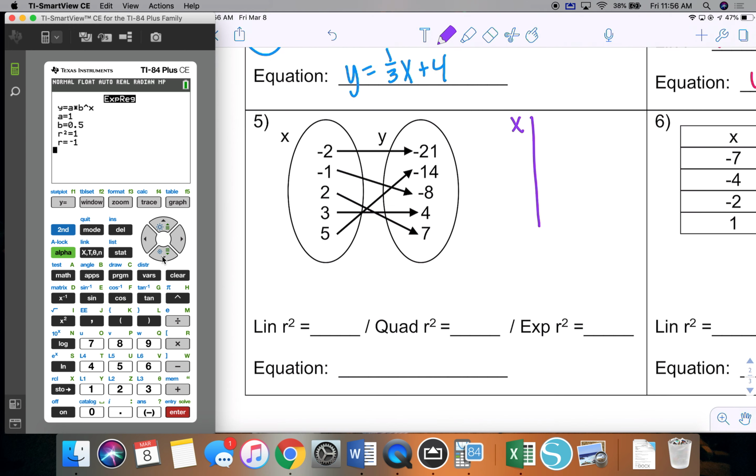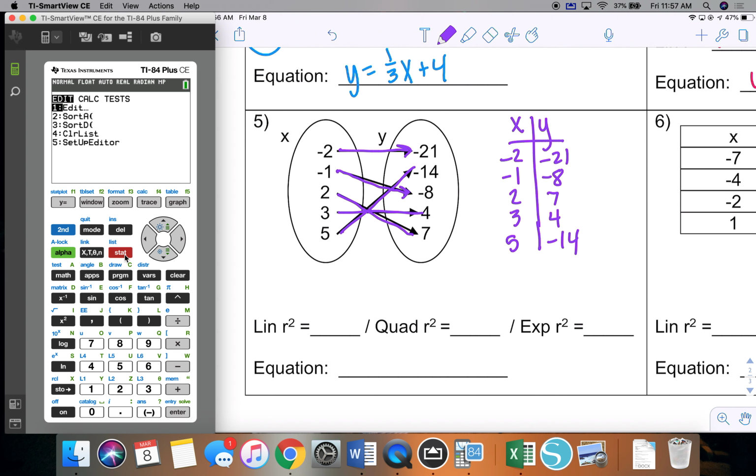Problem 5 is an example of mapping. This is something you do in 8th grade. So I'm going to go ahead and write these x's, and then to write my y's, I follow the arrows. So negative 2 goes to negative 21. Negative 1 goes to negative 8, 2 goes to 7, 3 goes to 4, and 5 goes to negative 14. So this is just kind of reviewing you on mapping in case they decide to throw that in on us for some reason, even though it's not a TEK. So I'm going to type these in.